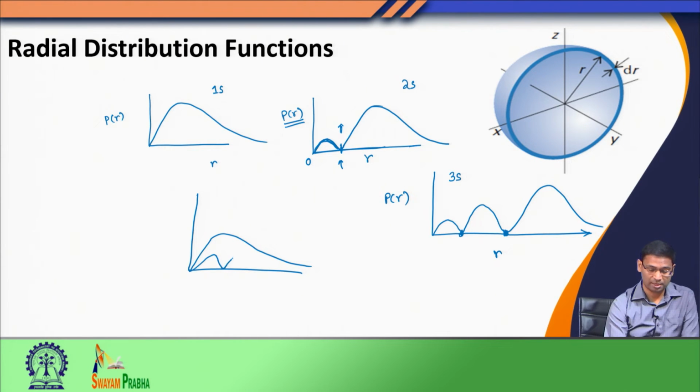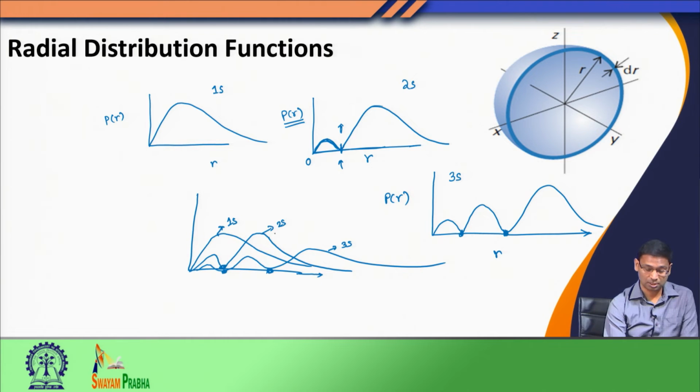So, this was for my 1s, this is for 2s, this is for 3s. You see that in the case of 3s I get 2 radial nodes, in the case of 2s I get 1 radial node, and in the case of 1s I see no radial node. The other thing you see here is that this is r, this is P of r. Another thing you notice is that the 3s electrons are farther away from the nucleus compared to 2s and 1s. This is what we already know.